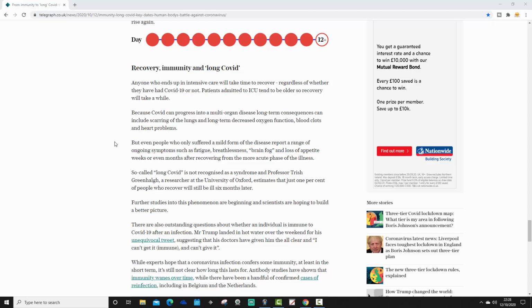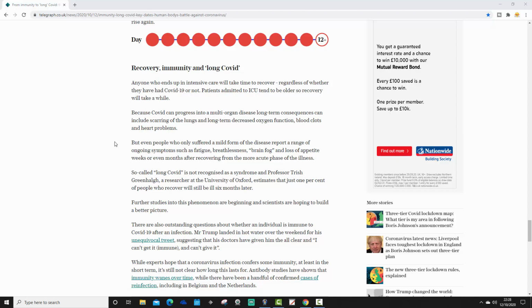Day 12, recovery, immunity and long COVID. So this is at the end now of the infection. Anyone who ends up in intensive care will take time to recover, regardless of whether they have had COVID-19 or not. Patients admitted to ICU tend to be older, so recovery will take a while.